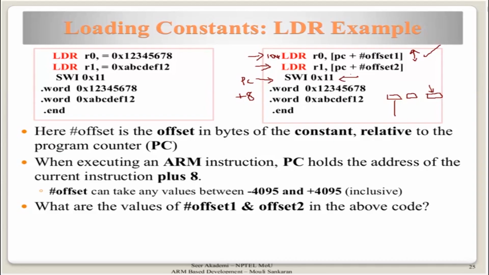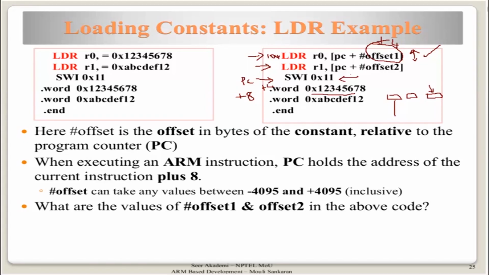So any offset performed with respect to PC should account for this change in the PC value. From this location, it is just plus 4, isn't it? This particular word is stored there. So the offset here will be 4. Plus 4 or minus 4? It is plus 4 because it is in the increasing order. So wherever PC is, plus 4 is where this word is stored.